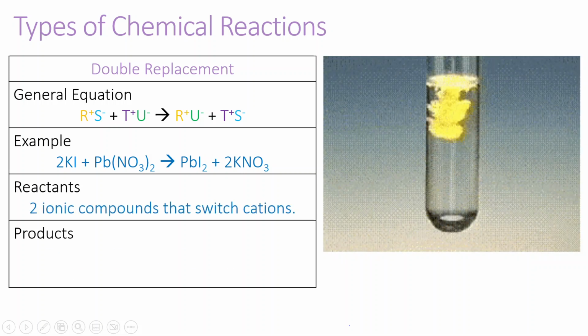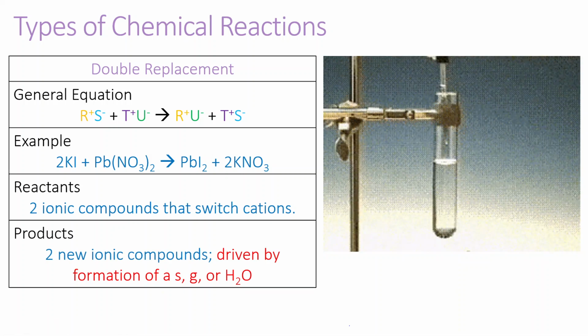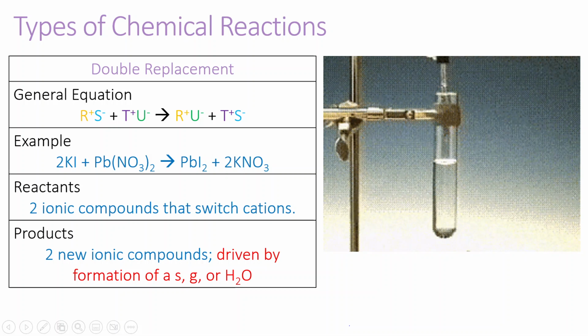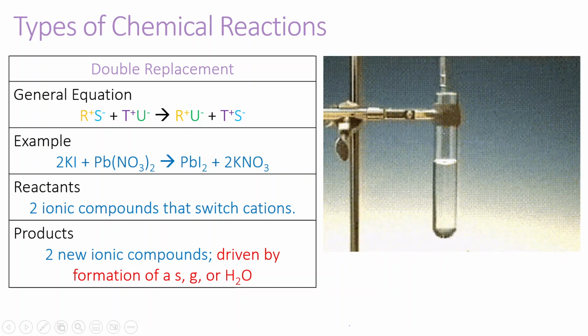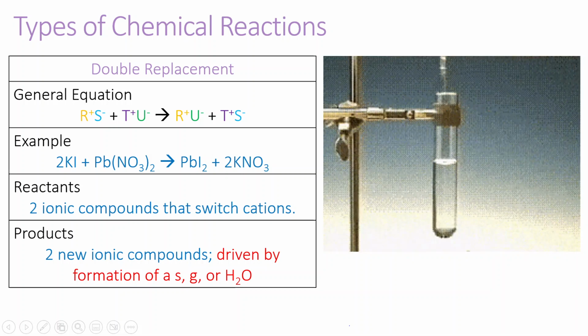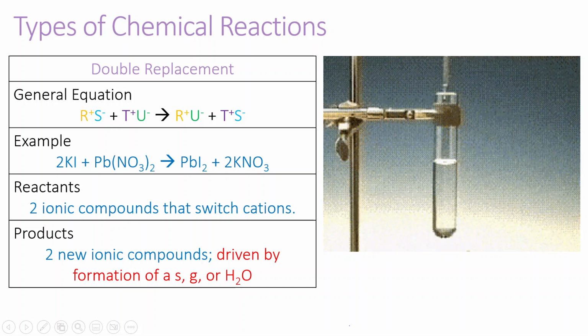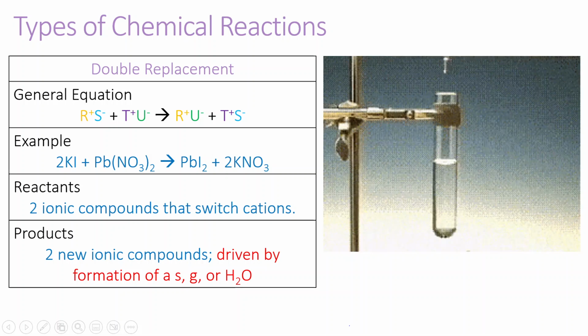So I'm going to start with two ionic compounds that switch cations. And my products are going to be two new ionic compounds. And this is driven by the formation of a solid, gas, or water. So if both sides of the equation are all aqueous for their state of matter, we would say that reaction does not occur. Those ions just float around together in water.